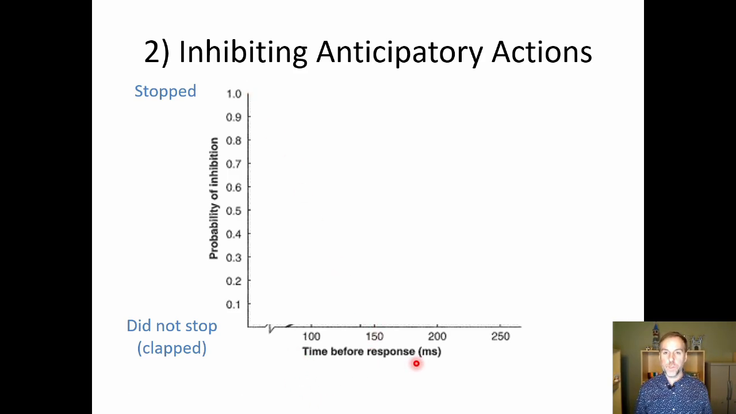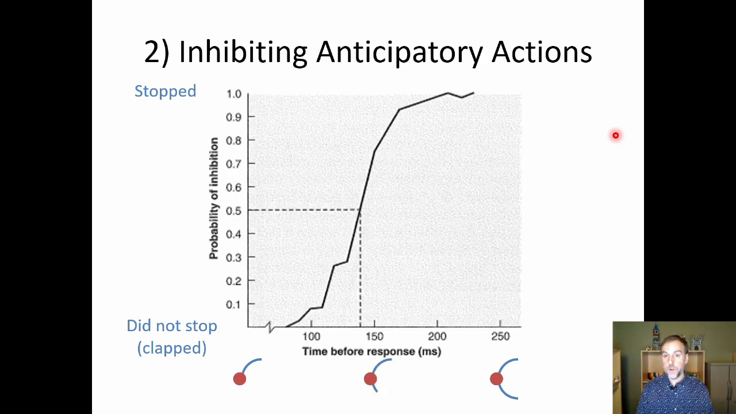Here's the time before the response. This is how close did the clock make it to the goal before stopping. I'm not exactly sure of the timing here, but 250, this would be the clock stops a long way away from the goal. And in that case, everyone should be able to not clap. So the data should be up here. And over on this end, this graph doesn't actually go to 0, but let's pretend it does. That would mean the clock makes it to the goal, and in that case, everyone should clap. So the data should be down here. So we know it's going to start here and end here, but the question is, what does it look like in the middle?